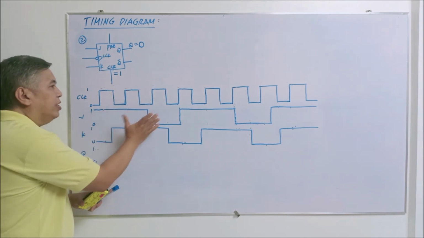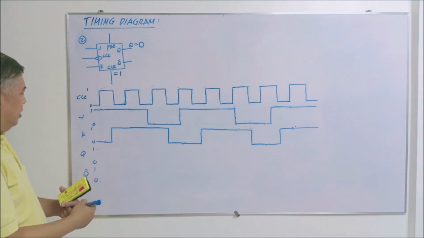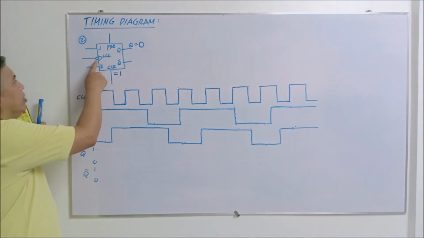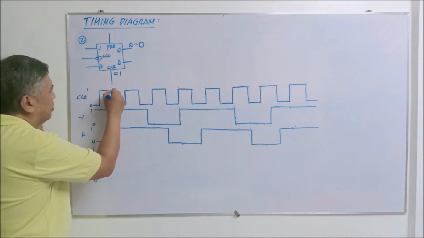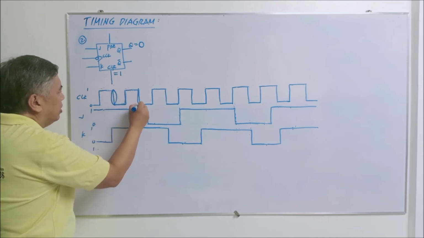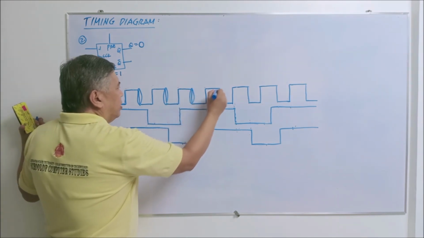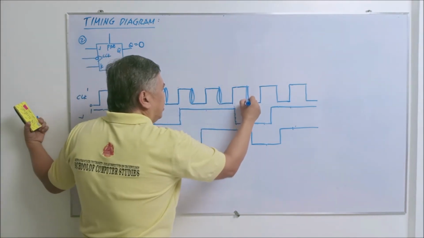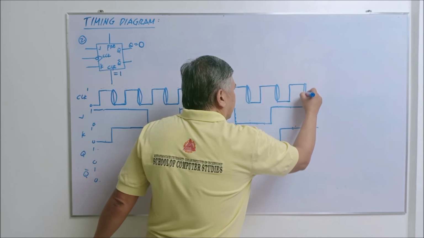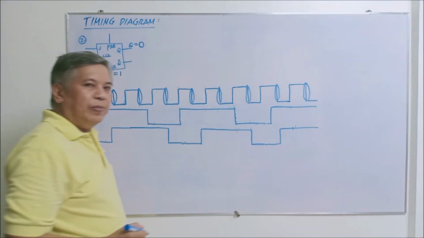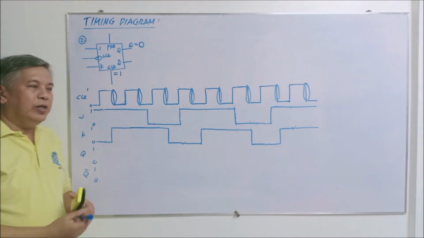Okay? And if you notice that we still have the same problem as what we have in the last discussion. So again, since we are using negative edge trigger, the symbol says negative edge trigger, that means that we will be considering only the negative edge of the clock. So that is this one here. We have negative triggering, negative triggering, negative triggering. Again, negative triggering means the edge of the clock which is going down.